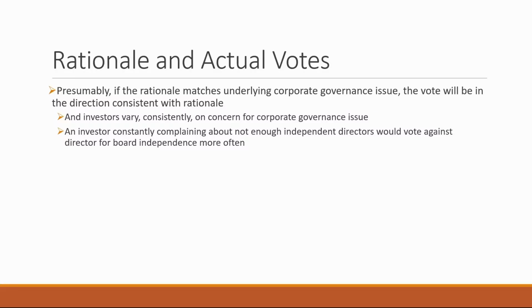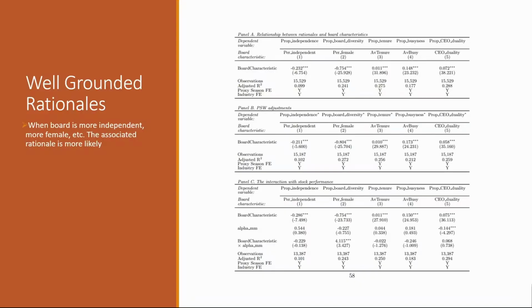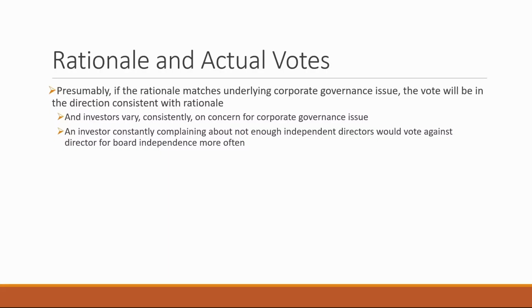Now, presumably, if the rationale does actually match the corporate governance issue, the vote should be in the same direction, consistent with that rationale, right? If there is low diversity and they're talking about diversity, probably they're voting against non-diverse board member nominees. Or if independence is low and they're talking about independence in their rationale, they're probably voting against board nominees that are insiders, right? Otherwise, that doesn't make a lot of sense. But we get to validate it.